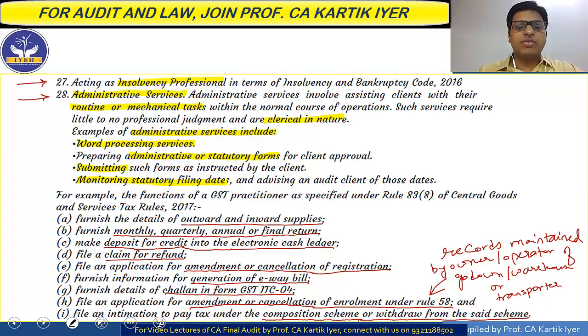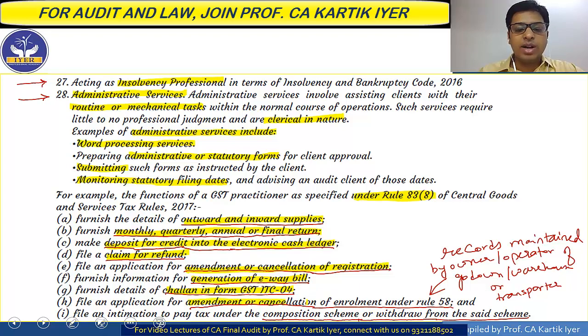Next, they have written, for example, the functions of the GST practitioner as specified under Rule 83, Sub Rule 8 of Central Goods and Services Tax Rule 2017. They have given that. Further, the details of outward and inward supplies. In relation to GST, if that service is provided, monthly, quarterly, annual, or final return in relation to that, deposit for credit into the electronic cash register, claim for refund is made by the CA, amendment or cancellation of registration, generation of e-way bill, challan in form GST ITC 04.